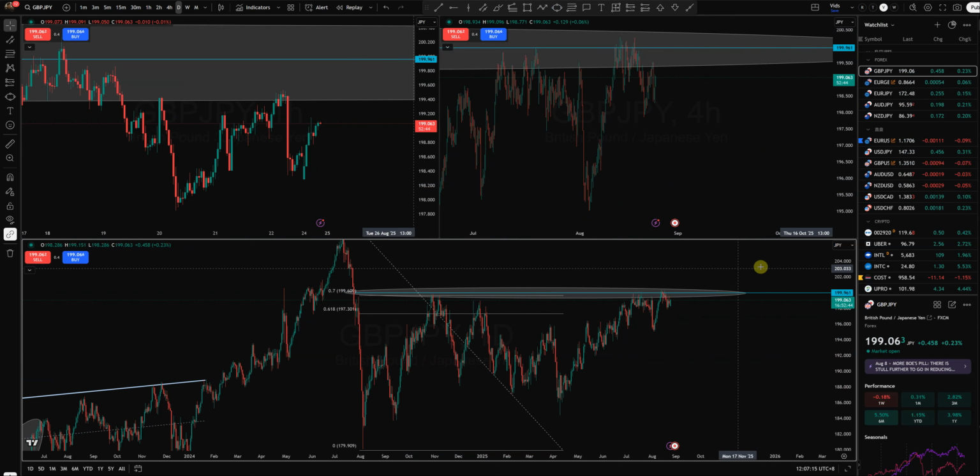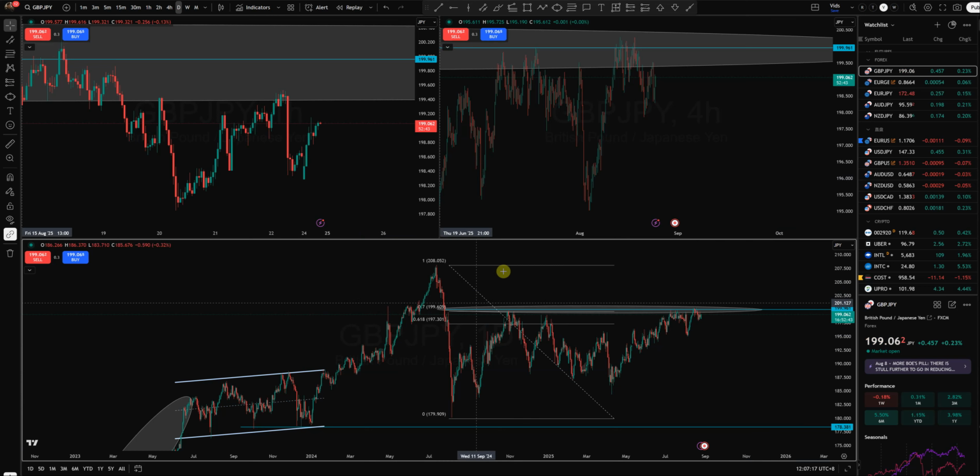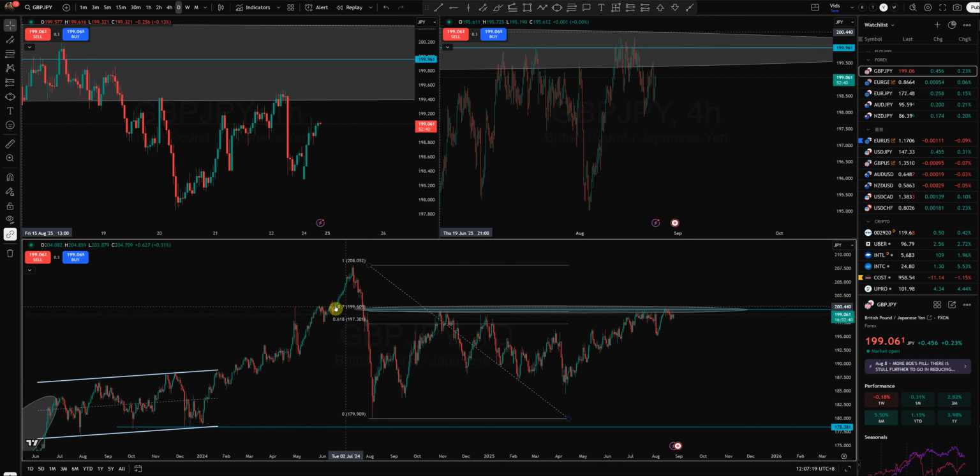This is a very important key level. Not only does it have the Fibonacci, but also it has a support and resistance line lying over here. So it's very clear now.